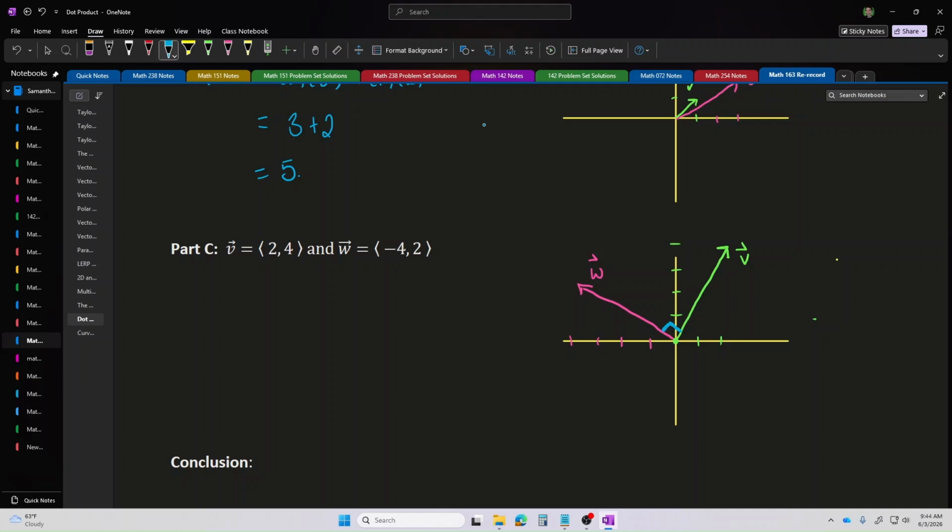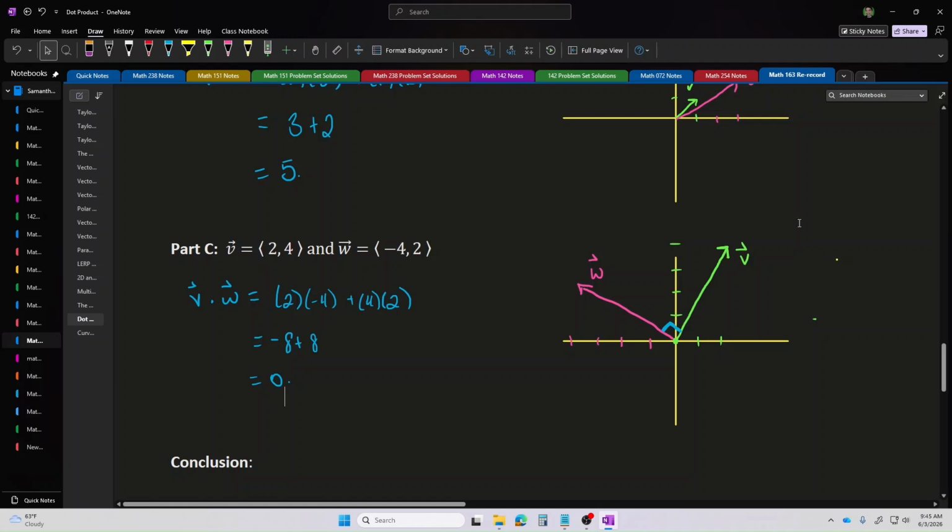So let's calculate the dot product between the vectors in this situation. V dot w here would be 2 times negative 4 plus 4 times positive 2. So that's negative 8 plus positive 8, result 0. So in this situation, where the vectors were perpendicular to each other, our dot product produced a value of exactly 0.